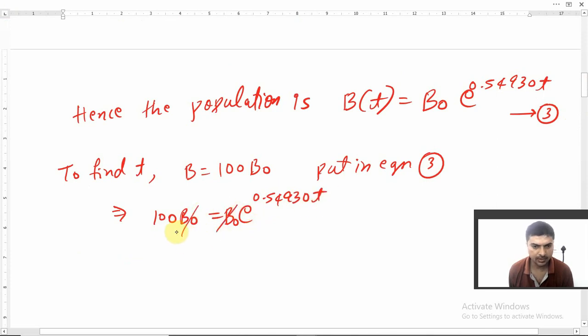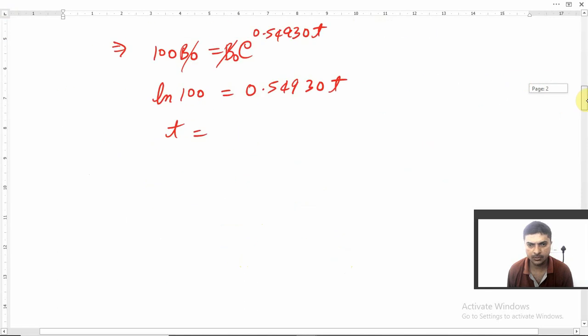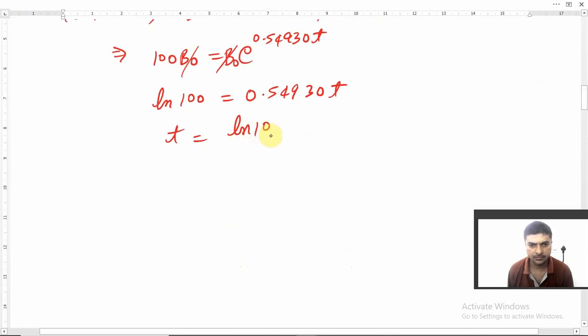Again, you can see you will get e on this side, so you will get ln 100 is equal to, when you take the exponential on the right hand side, ln 100 equals 0.54930 t. Find the value of t, students. Immediately put it in the calculator. t will be equal to ln 100 divided by 0.54930. If you substitute in the calculator, you will get 8.3837015. Okay, that's it, students.